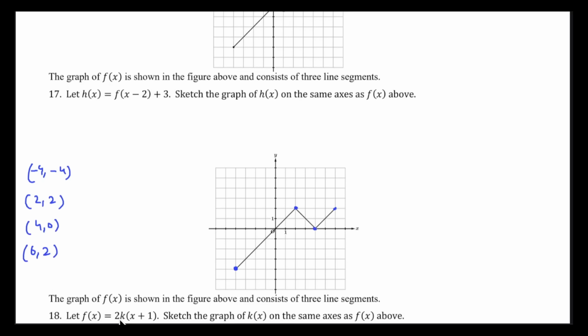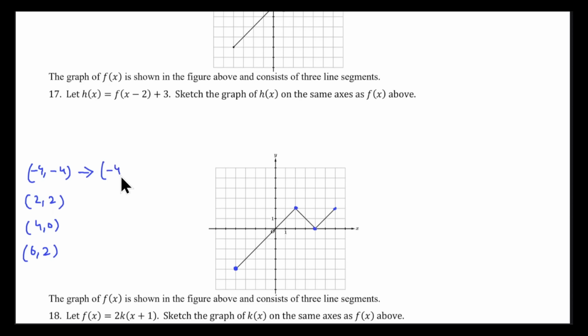Okay, first I would like to go, it doesn't really matter, you can either do vertical dilation or horizontal translation first. So I'm going to do vertical dilation first. So every y coordinate will be just multiplied by 2.